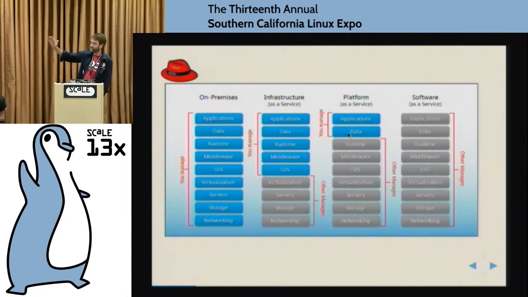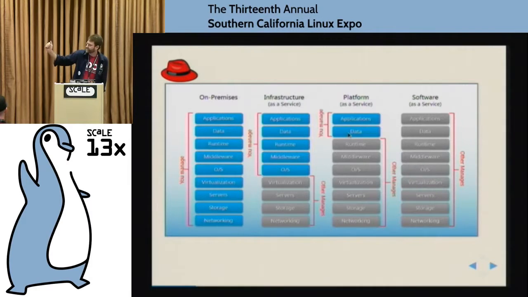And as time went by, there were different layers that were available here, all the way up to software as a service, which is where you open up your browser and read your Gmail, and you don't care that there is a smelly, dusty server somewhere that it's actually sitting on.